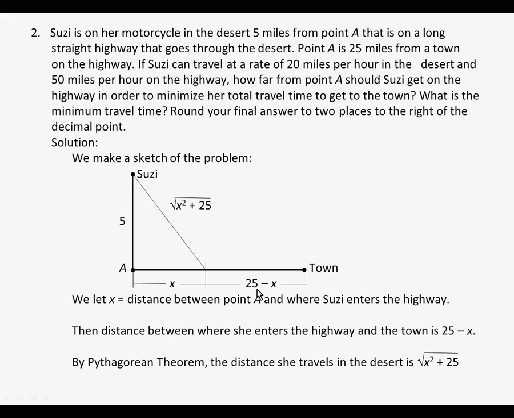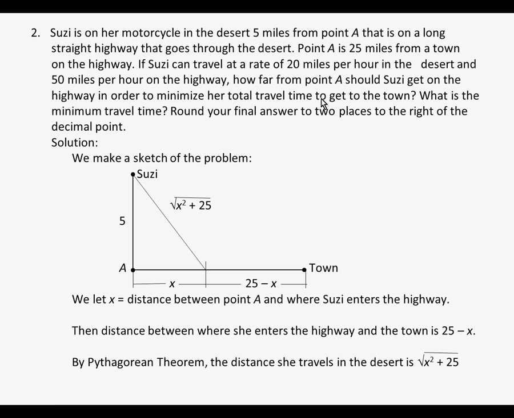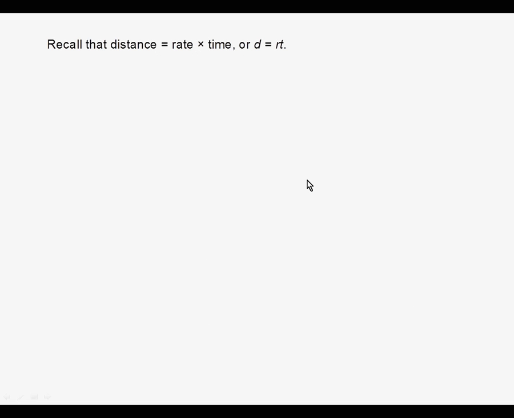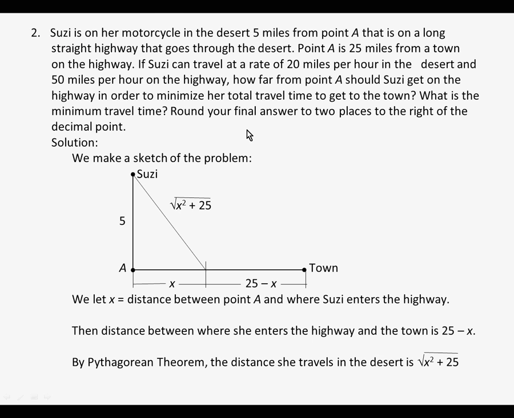So the square root of x squared plus 25 is the distance in the desert, and 25 minus x is the distance on the highway. Okay? Remember, we're looking for x. This is coming from the Pythagorean theorem. Recall that distance is rate times time, or d is equal to rt. We're looking for time; going back to the problem, we want to minimize her travel time. To solve this for t, just divide both sides by r, so d over r is equal to t. I've got my distances, and I have my rates: in the desert she travels 20 miles per hour, and on the highway she travels 50 miles per hour.